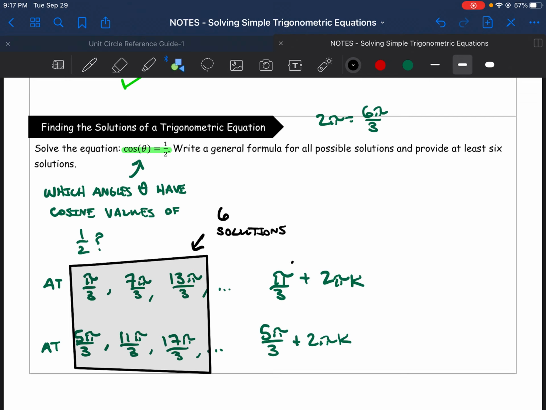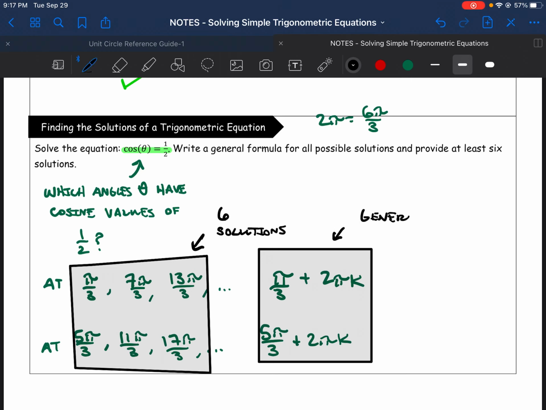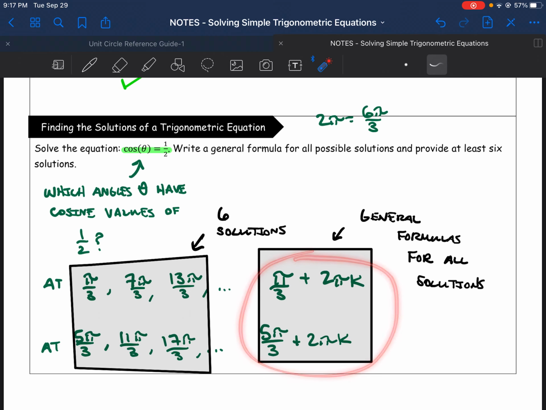But more importantly, here are the general formulas for all solutions. And remember, this is specific to this problem. So these are not general formulas that are always going to work. These are general formulas that satisfy the equation cosine of theta equals 1/2.